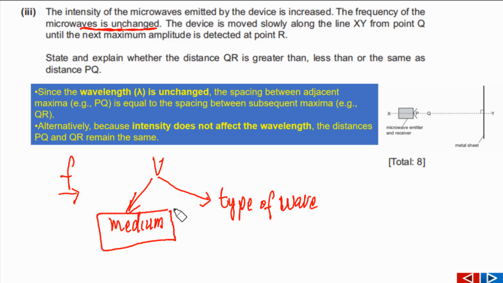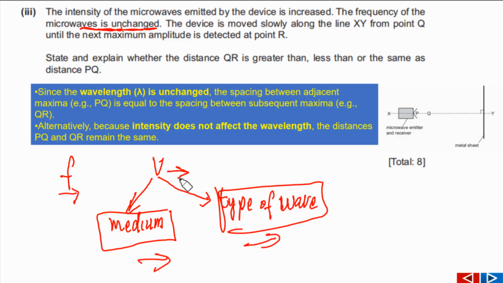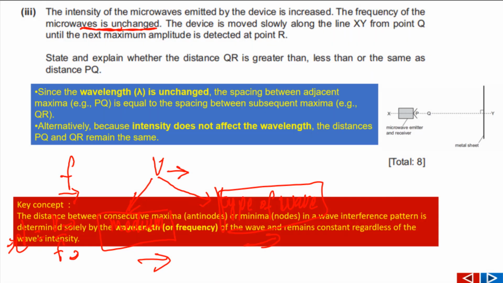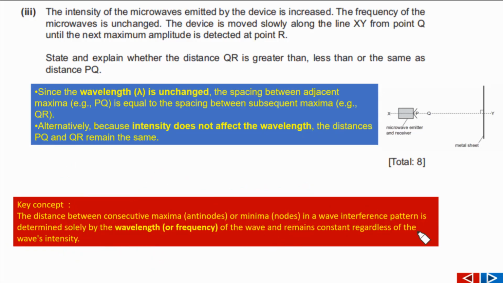So in this case, the medium is the same. The type of wave is also the same, so the speed is also the same. So if v is the same and f is the same, lambda is also the same. So this is the same, this is the same, so lambda also stays the same. So here is the key concept for you. Let me clear this. I have explained this key concept, but you can still read this one for your better understanding.